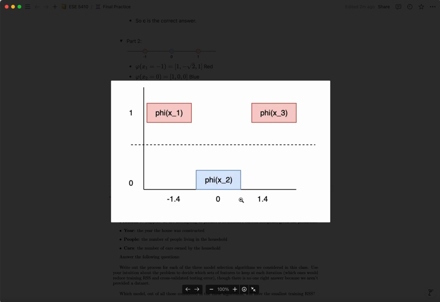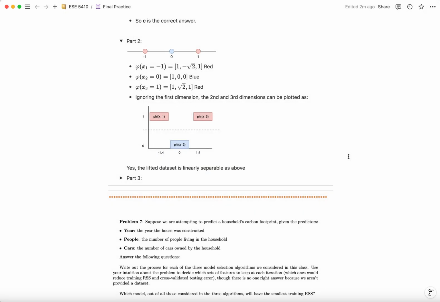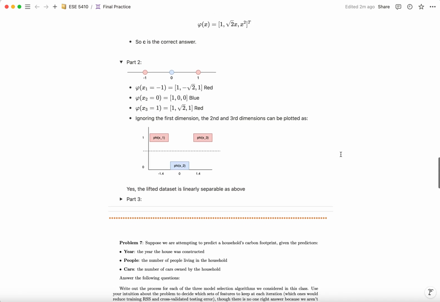This is our second dimension, which is -√2, 0, square root of 2. And this is our third dimension, which is 1, 0, 1. And we apply the given labels to each of these data points, and we see that they are, in fact, now separable across the third dimension in the lifted space. So the answer to part B is yes, they are separable when lifted by the polynomial kernel.